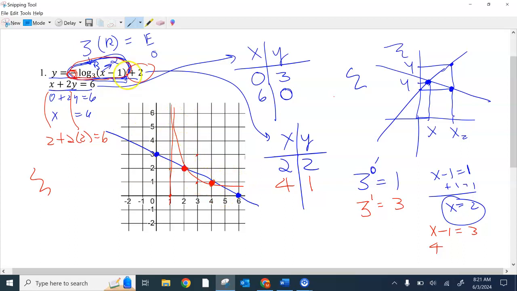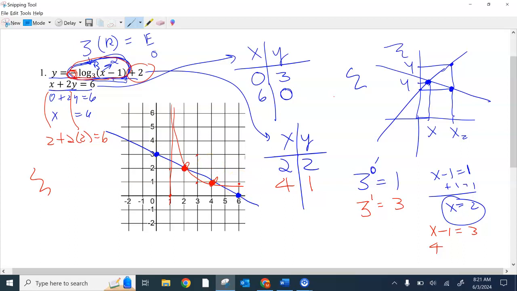I plugged in points to figure out 2 points for the log, and I stumbled across, luckily, I guess, 2 points that were points of intersection. But how could I have had an idea that it's going to probably intersect around here and here, or somewhere in that range? Because that can help you to figure out what values to try, right?